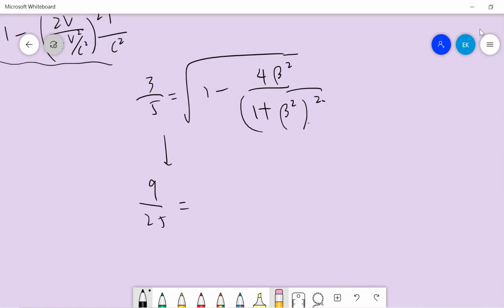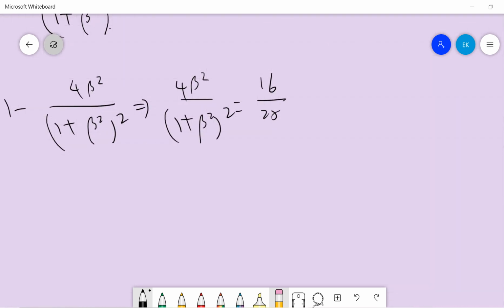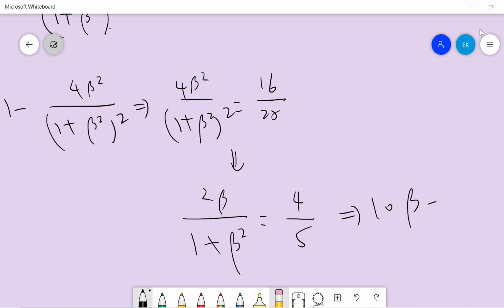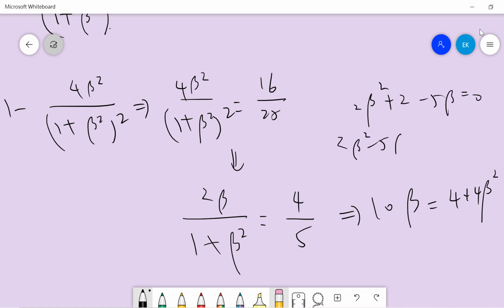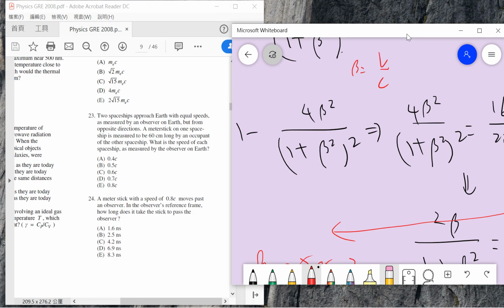Let me see whether I can get this right. It tells you that this is 16/25. So we have 2 beta over 1 plus beta squared equal to 4/5. We have 10 beta equals 4 plus 4 beta squared, so 2 beta squared minus 5 beta plus 2 equals 0. So we have (2 beta minus 1)(beta minus 2) equals 0. This tells us that beta is 0.5 or 2. 2 is impossible because beta is v over c, so beta should be less than or equal to 1. So the answer is 0.5.